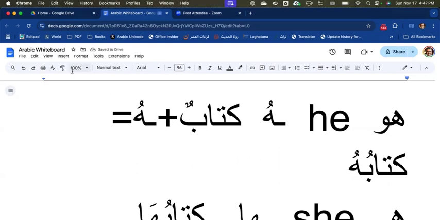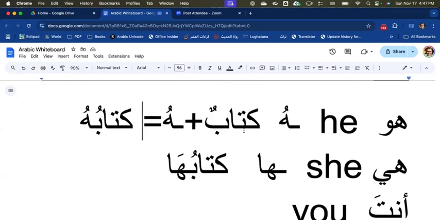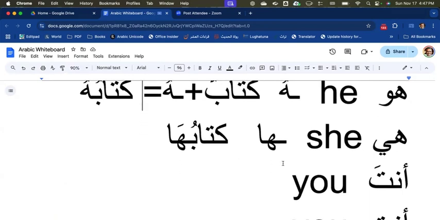This became too big. Hold on. Let me make it just a tad bit smaller. Is this okay? Is it legible?